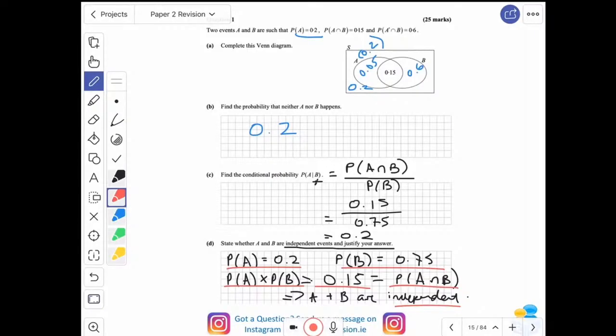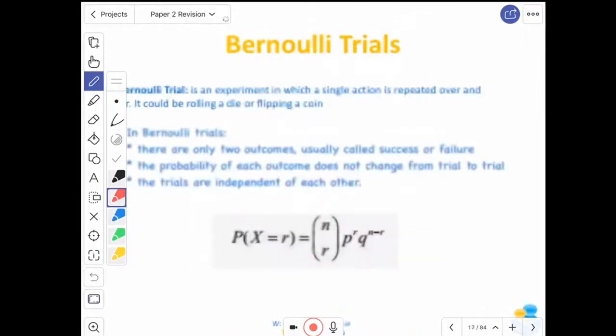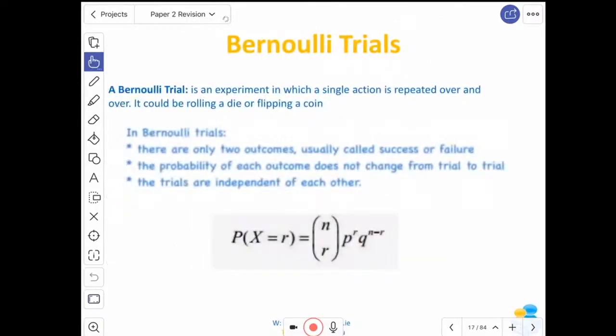Okay, the next thing I want to talk to you about then is Bernoulli trials. So a Bernoulli trial is an experiment in which a single action is repeated over and over. It could be rolling a die or flipping a coin. So it's something that is repeated, as I said. And some of the main things you need to know, again off by heart, to do with Bernoulli trials, is that there are only two outcomes, and we sometimes call them success or failure. You don't have to call them that, but it's one way of thinking about it. So the thing happens or it doesn't, or they score the goal or they don't.